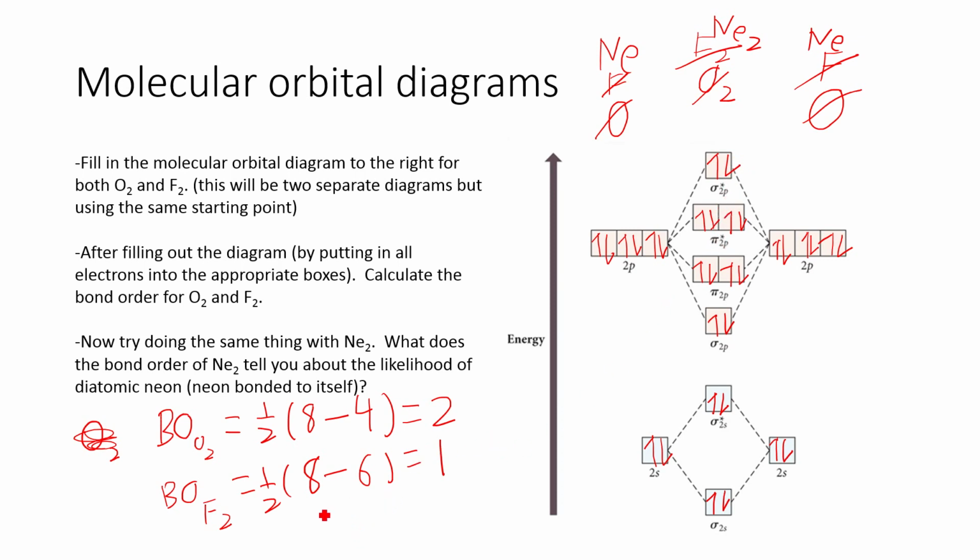You'll notice now if I calculate the bond order for diatomic neon, we get that it would be 1/2 of 8 minus 8, which would be equal to 0. And if you remember from class, we said that a bond order of 0 meant that we weren't going to find that bond because it wasn't any more stable. Because the anti-bonding orbitals were just as commonly filled as the bonding orbitals, there's no extra gain to have this form a molecule like this.